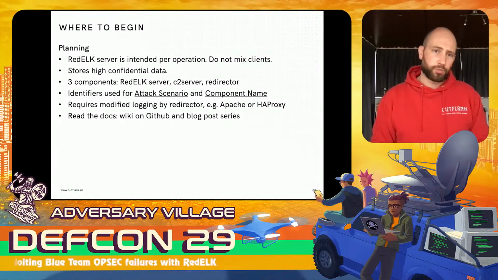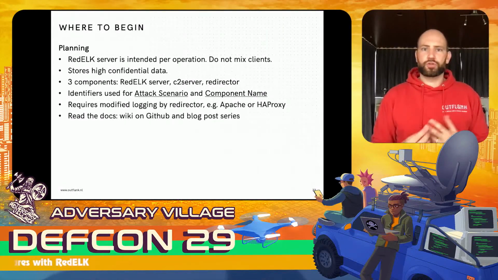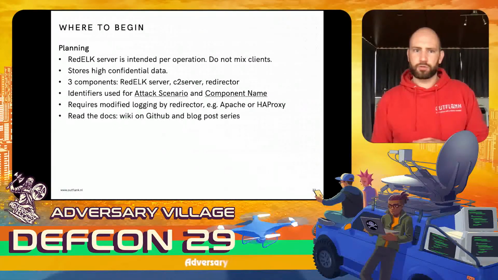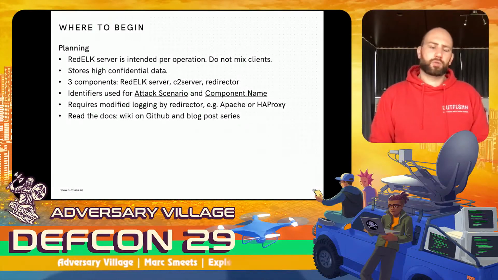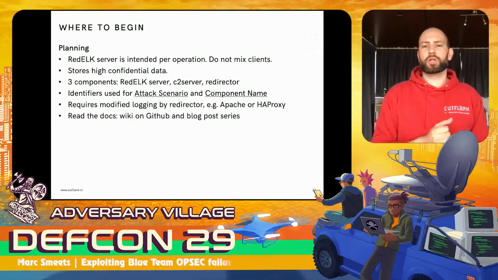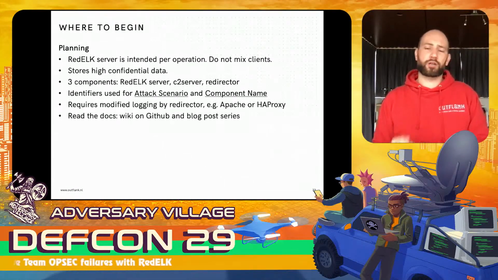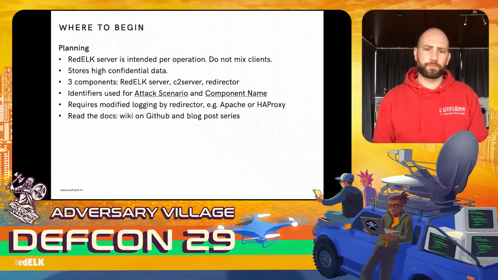It has 3 main components: the RedELK server itself, a connector that you install on your C2 servers, and a connector that you install on your redirectors. There are several important identifiers used during the operation, and you want to make them clear at the beginning of your installation. That is the attack scenario name that you use, as well as the component name. The component name is relevant for the C2 servers and the redirectors, and the attack scenario as well. Those are also parameters that you need to put onto the installer on the C2 server as well as the redirector.